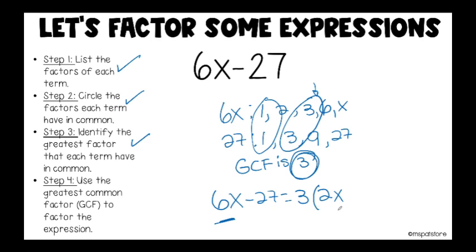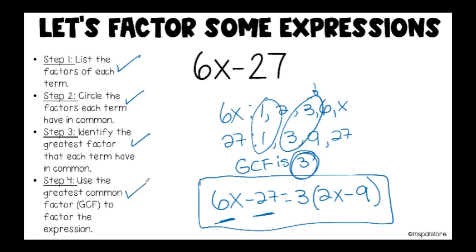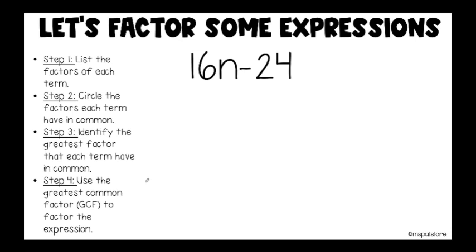Now I need to think about what number that I multiplied by 3 will give me negative 27. Yes, 3 times negative 9 will give me negative 27. So I am done with step number 4, and I just factored this expression. Pause the video and try to factor this expression by yourself.